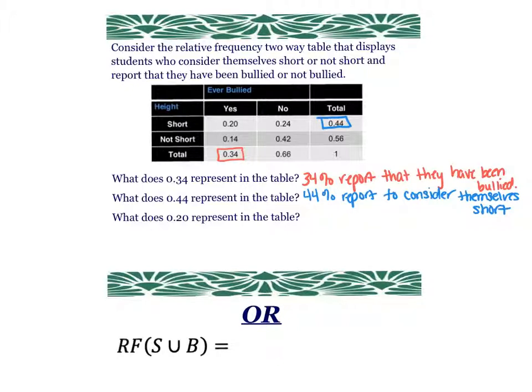And now what does this 0.20 represent in the table? So here we can see that 20% is where the column for those who say they've been bullied and the row for those who consider themselves short intersect. So that means 20% report to be short and bullied.